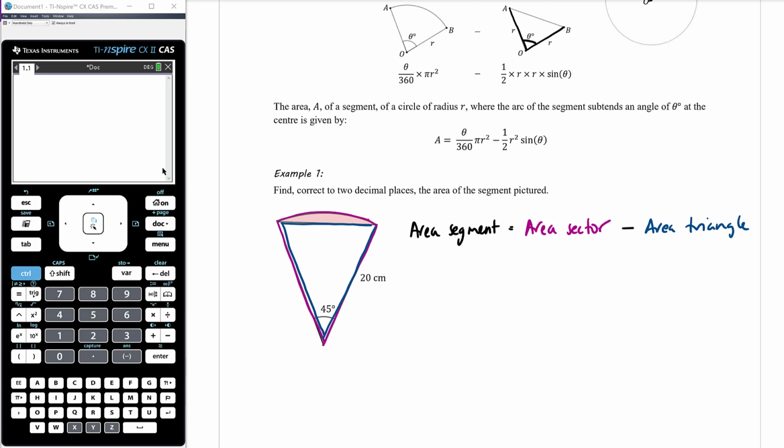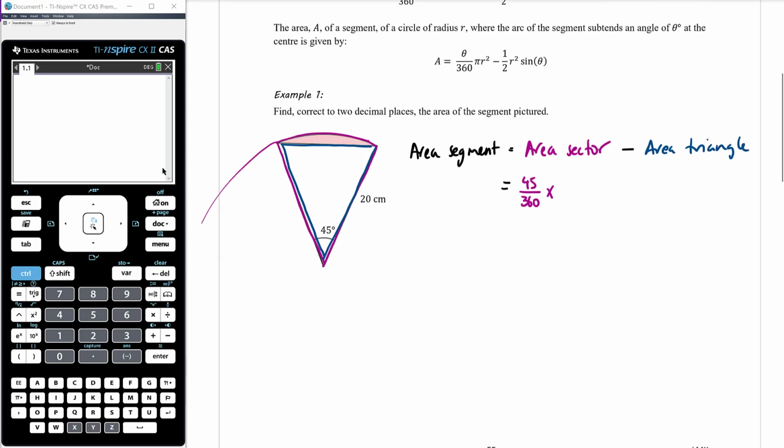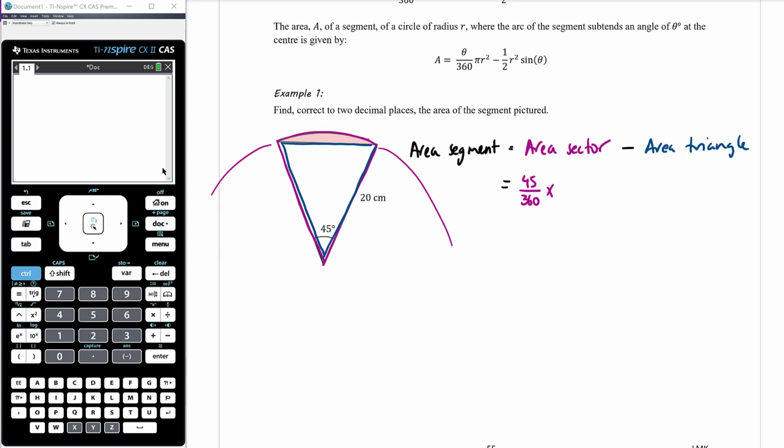Okay, so the area of our sector in this case is going to be 45 out of 360, which you might recognise as being 1/8, times the area of the total circle, so imagining that this sector is part of a much larger circle with a radius of 20 centimetres. So we need the area of that total circle, pi times radius squared, so pi times 20 squared. So that's going to be our area of our sector.